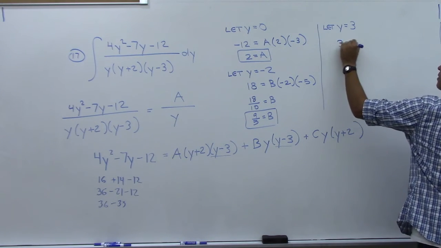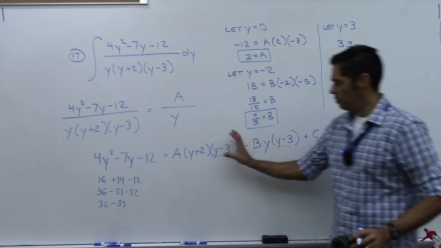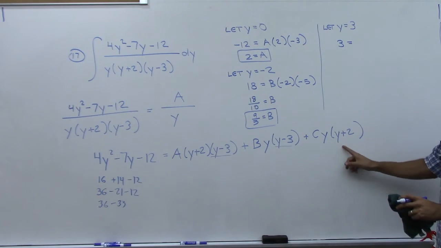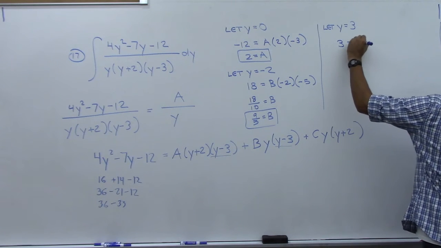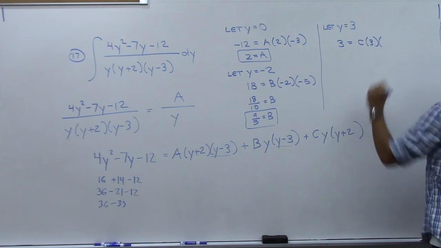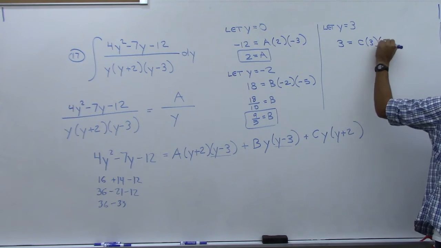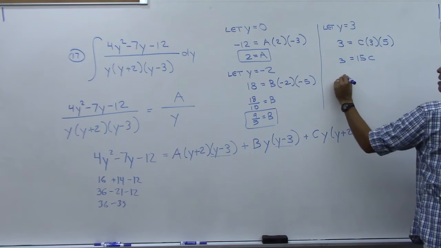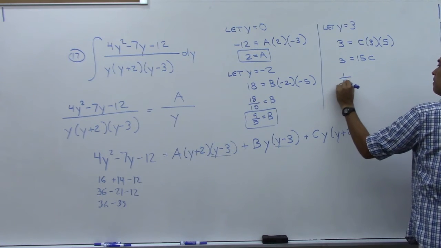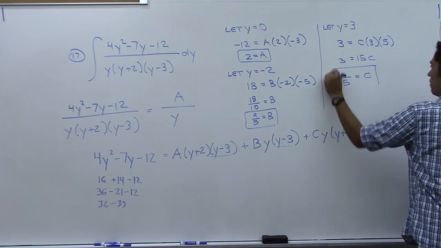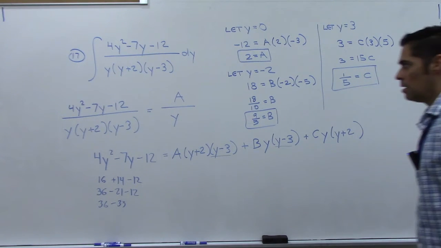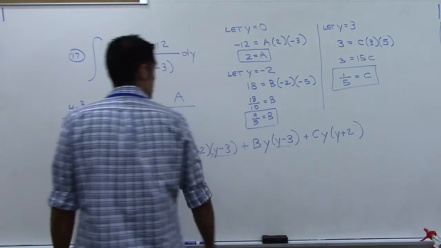So 3 on the left side, and then what? These two are gone, gone, gone. Replacing y with 3 here. So C times 3 times 3 plus 2 is 5. So 3 equals 15C, which means we divide through, we get 1/5 is equal to C. So I got another fraction, so I'm feeling a little better that maybe they do have fractions in this problem. All right, so now we know what A, B, and C are.